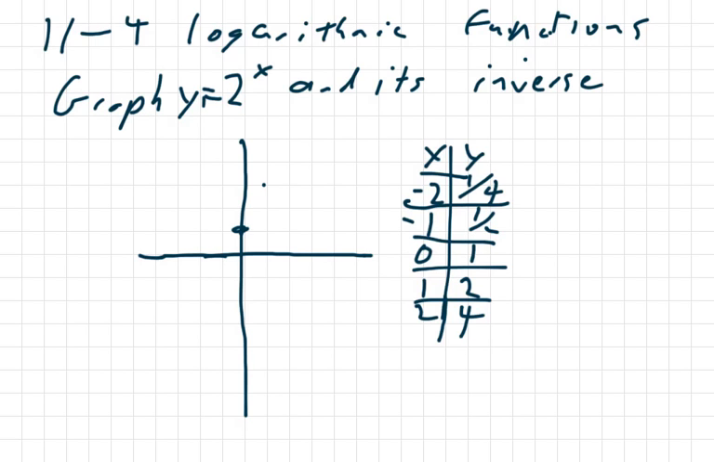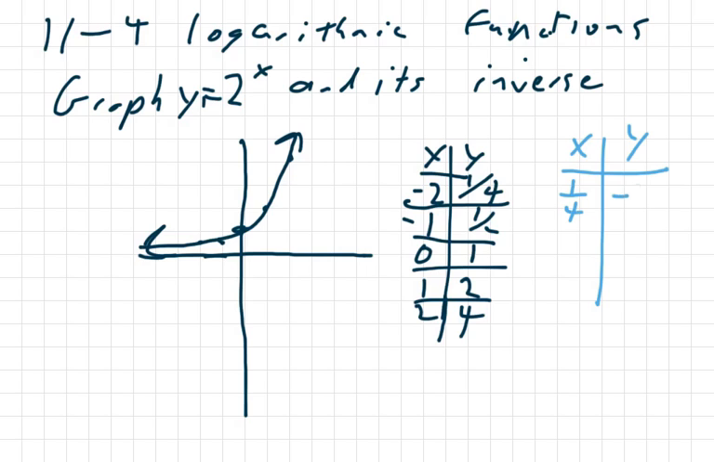And the function looked like a curved graph that looked like this. In order to graph the inverse, what we want to do is switch x and y, because that's how we find inverses. So we're going to have a point at 1/4, -2. We're going to have a point at 1/2, -1. We're going to have a point at 1, 0, at 2, 1, and at 4, 2.